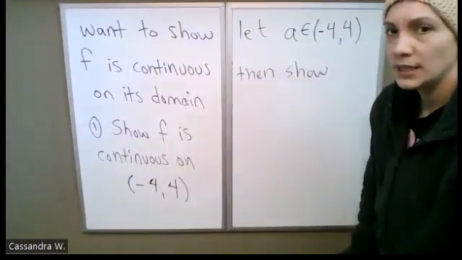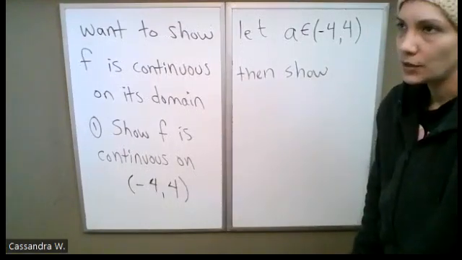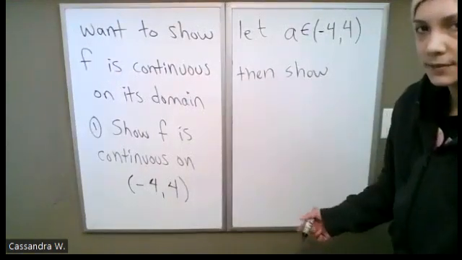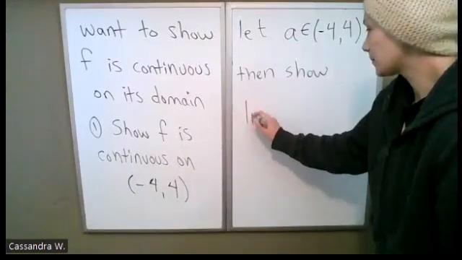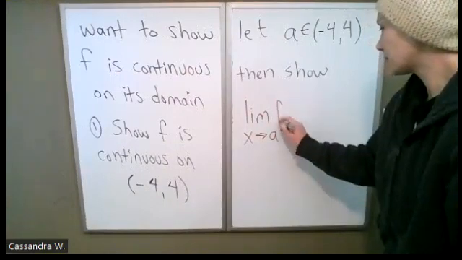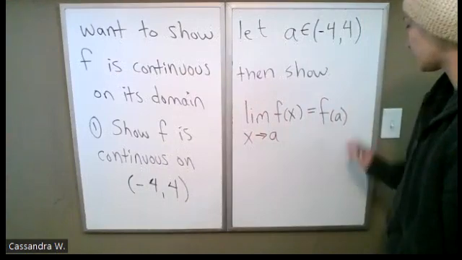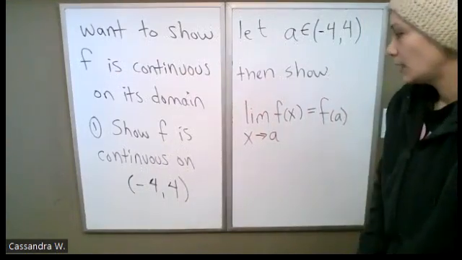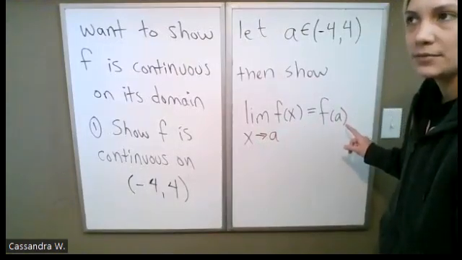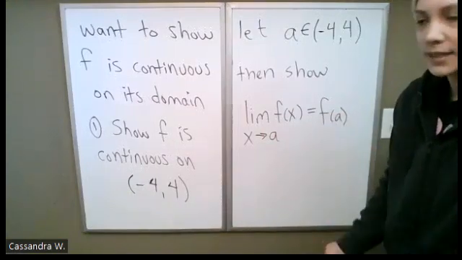Okay, to show that the function is continuous on that interval, we need to show that the limit as x goes to a of f of x equals f of a. I'm going to start with this side and just work through it and then make sure that it is equal to f of a, whatever you get if you just put a into your function f.